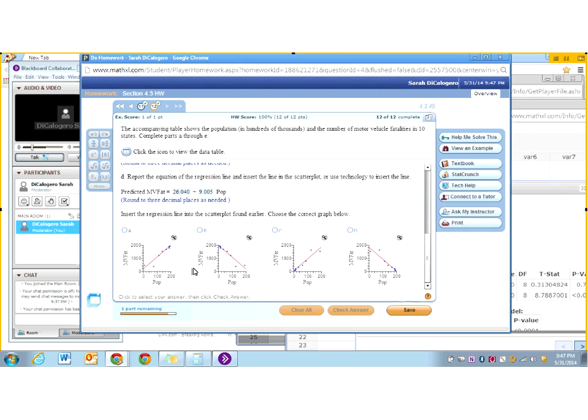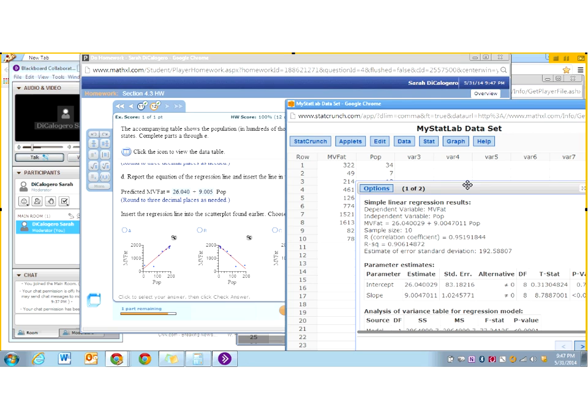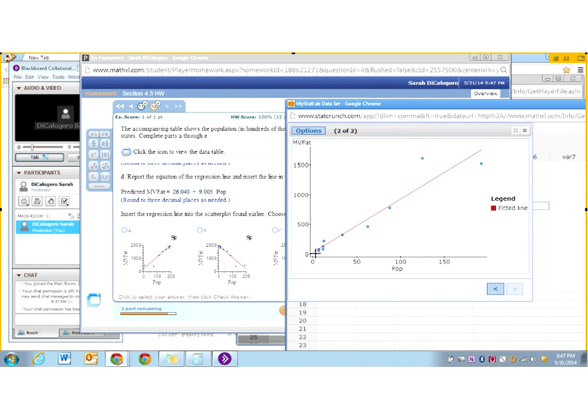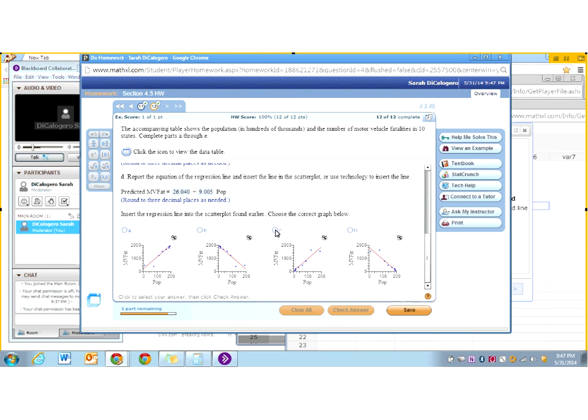Well, again, it's upward trending. So it's not going to be B. It's not going to be D. And if we think back to our scatter plot, we had kind of these 2 points at the end. So it's probably C. But let's take a look here. What's really kind of cool about StatCrunch is it does that regression line for you. So clustered points here, 2 sort of outside points here. I'm going to go with C.